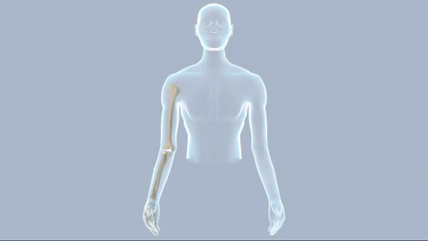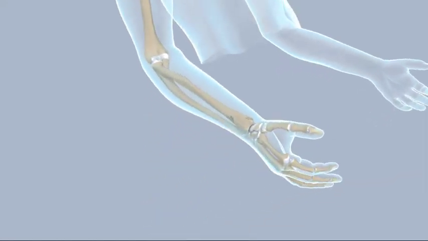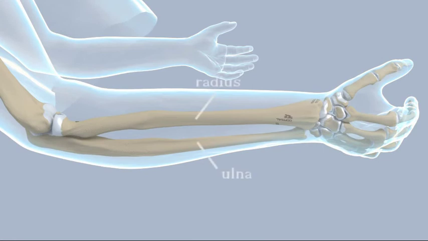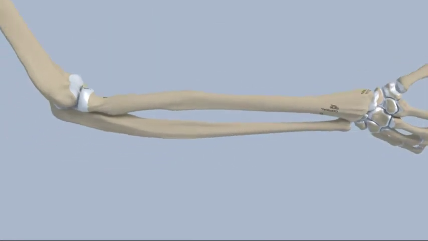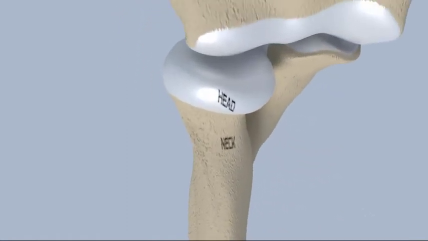The radius is one of the two long bones of the forearm, the other forearm bone being the ulna. The radius forms part of the elbow joint and part of the wrist joint. The radius meets the humerus at the elbow. This cylindrical portion is the head of the radius. This is covered with articular cartilage, so it can glide smoothly against the capitellum of the humerus.